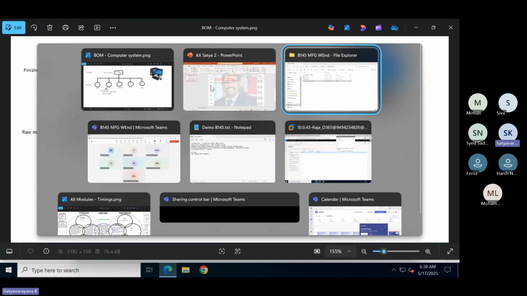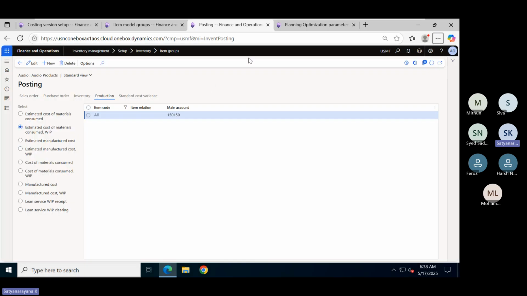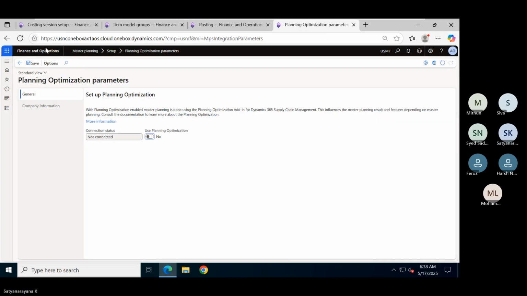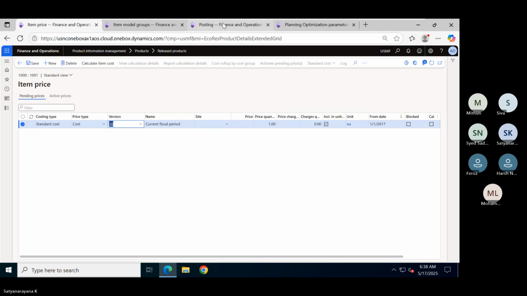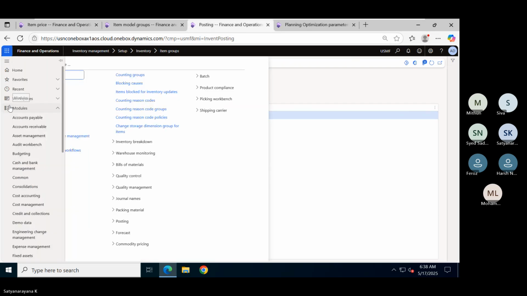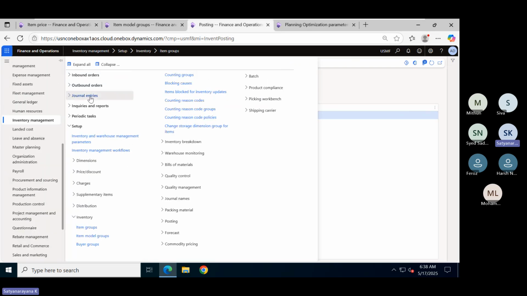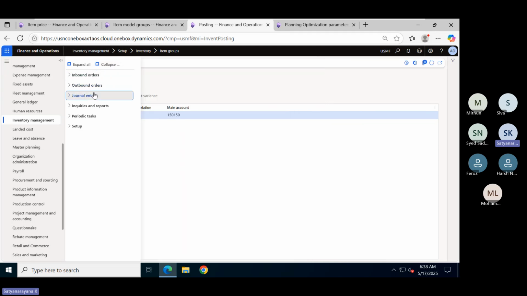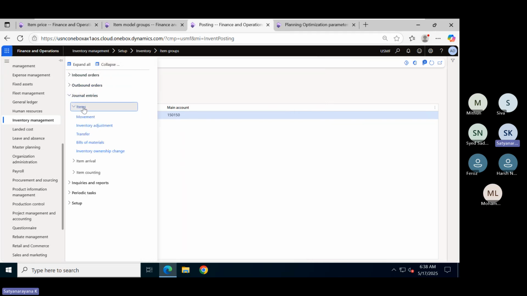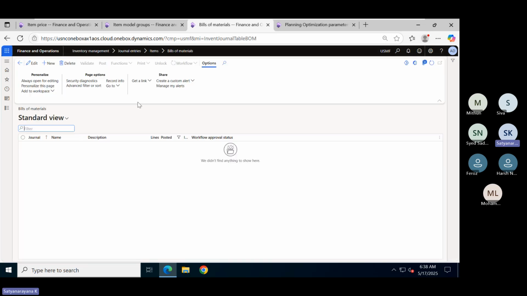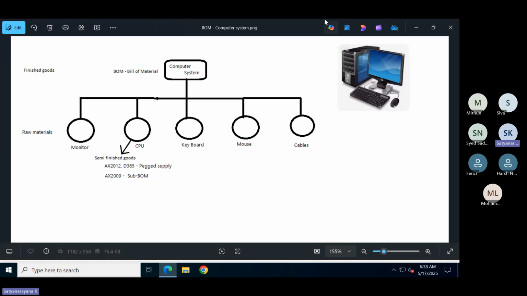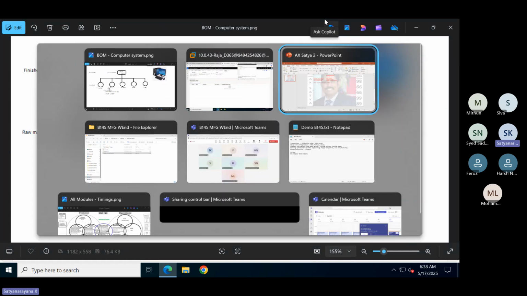For this, we can use the bill of material journal. You can go to inventory management, collapse all, journal entries, items, B1 journal, bill of material journal. Using this journal, you can do assembling and disassembling. That is possible in B1.